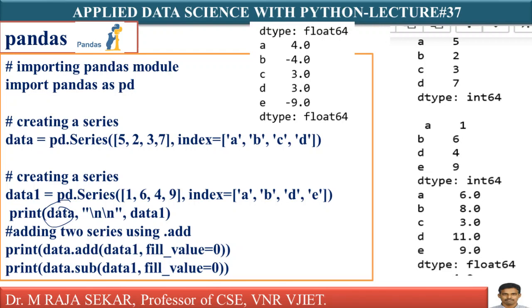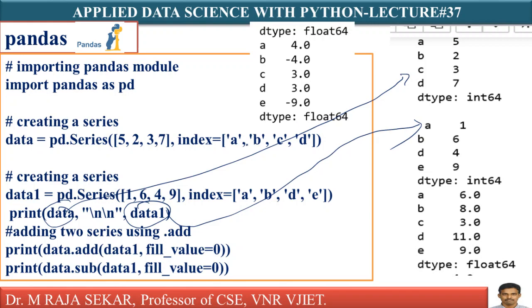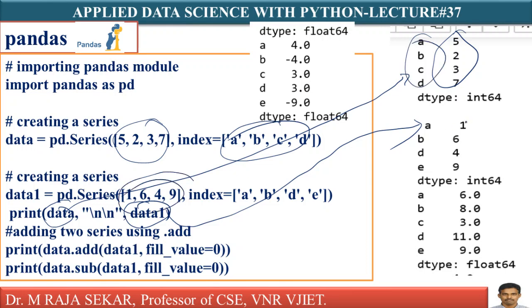Data means this one, just see. This is my first series data structure, backslash, and it will take two new lines. Data1, what is my data1? This is data1. Just see the values and the indices.